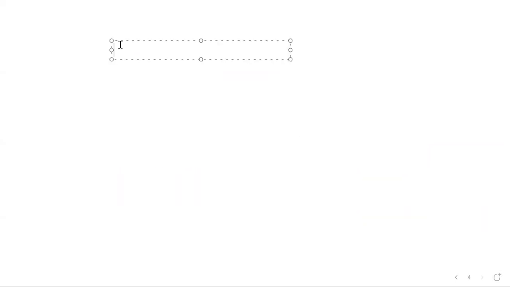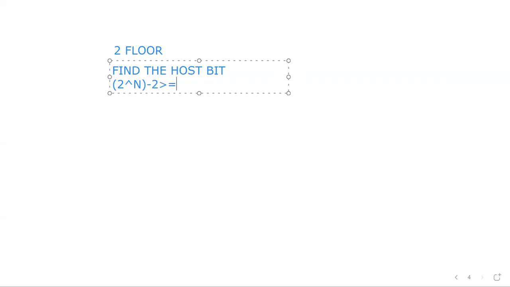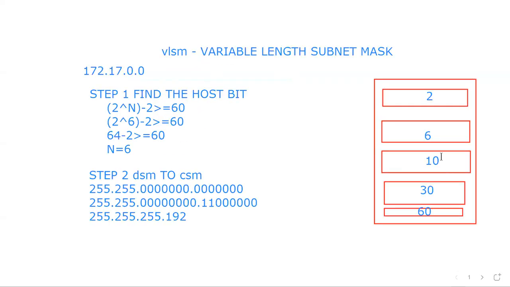Next, we will do the second floor. How many IPs do we have to assign on the second floor? 10. Then again, find the host bit. Again, formula 2 to the power n subtract 2 is greater than or equal to 10. Right? 10.